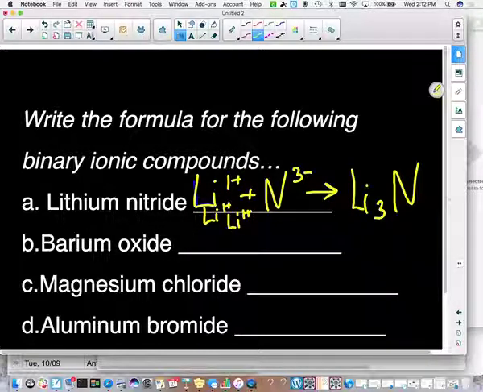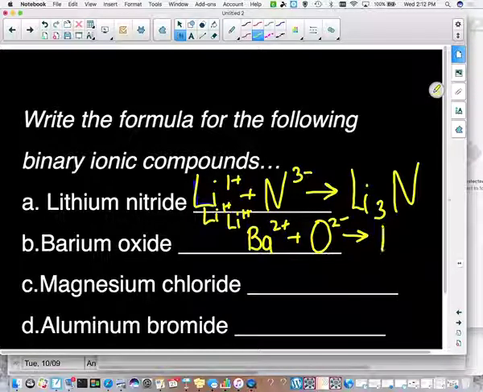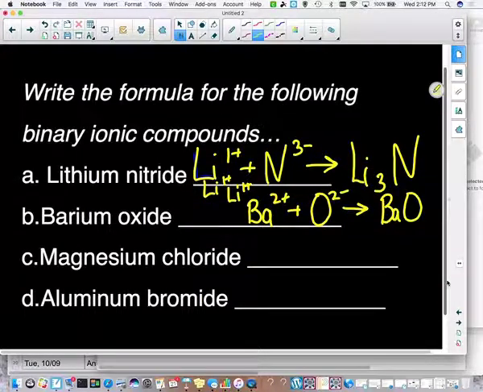All right, barium oxide. Barium is Ba. What's the charge on barium? +2. How do we know that? It's in group 2A. The group 2A column has a +2 charge. Oxide represents oxygen. Oxygen has a -2 charge. Charges are balanced. Okay. All right. Try C and D.